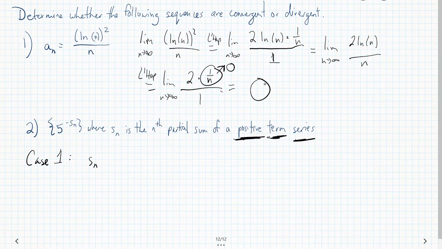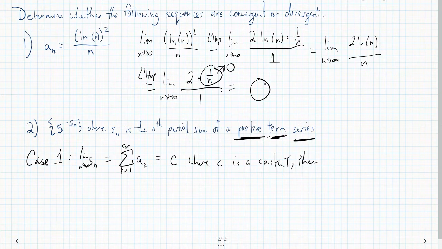What Sn represents, so we want to take the limit as n goes to infinity of Sn, which is the same thing as a summation, let's say k equals 1 to infinity of some a sub k. If this thing equals c, where c is a constant, then the limit as n goes to infinity of 5 to the negative Sn would equal, well, that thing's going to infinity, so this thing just becomes 5 to the negative c.